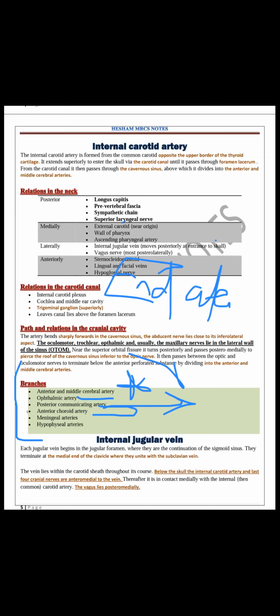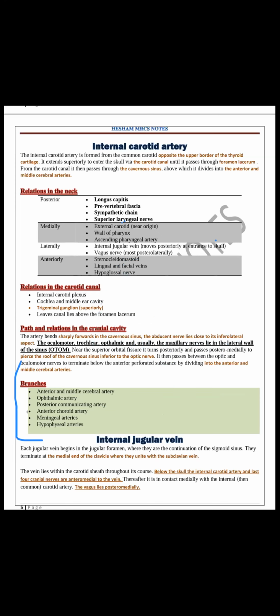What is meant by an end artery? Occlusion of this artery equals blindness. So this is an end artery. This is the first branch to arise from the internal carotid. Then you have the anterior choroidal, posterior communicating, and anterior and middle cerebral arteries.